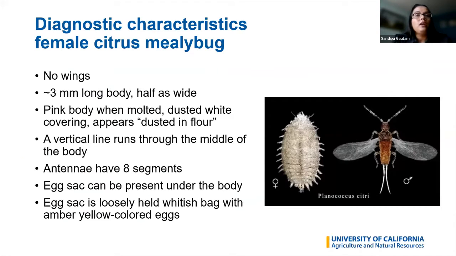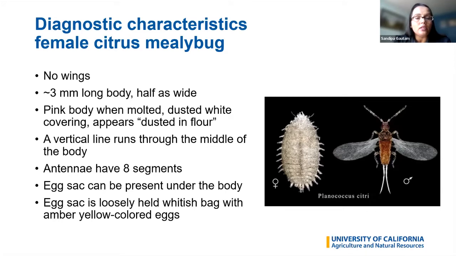So how do we identify citrus mealybug? Diagnostic characters for identifying female citrus mealybug. It's really tough to identify mealybug nymphal instars, so we focus on identifying females and males. Females do not have wings. They are about 3 millimeters in length and half as wide.